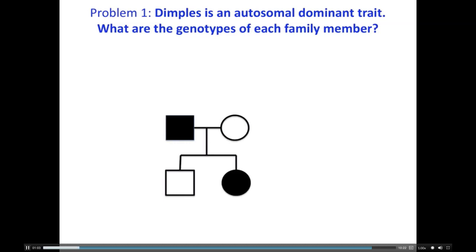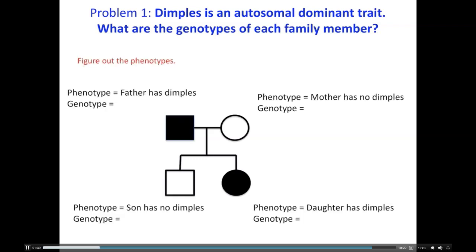So for this first problem, we are going to use dimples in this family, and dimples is an autosomal dominant trait. Okay? First, let's break down what this pedigree is trying to show you. This pedigree is a picture of a family, and there is a father who is expressing the trait, the mother who is not expressing the trait, and there's a line between the father and mother, and that tells you there's a mating, and the vertical line tells you that there's offspring. So there's a son and a daughter.